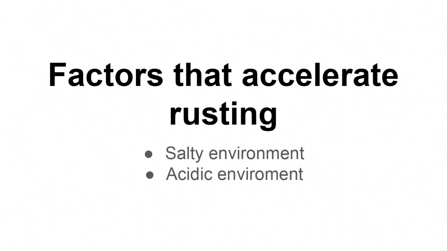Now, there are factors that accelerate rusting. Environments that are salty or acidic accelerate the rate of rusting. And that's why you would find that vehicles in Mombasa rust faster than vehicles in Nairobi. This is because Mombasa is a very salty environment because of the presence of the ocean, which is salty. Therefore, a salty environment would make the rate of rusting faster as compared to a normal environment.